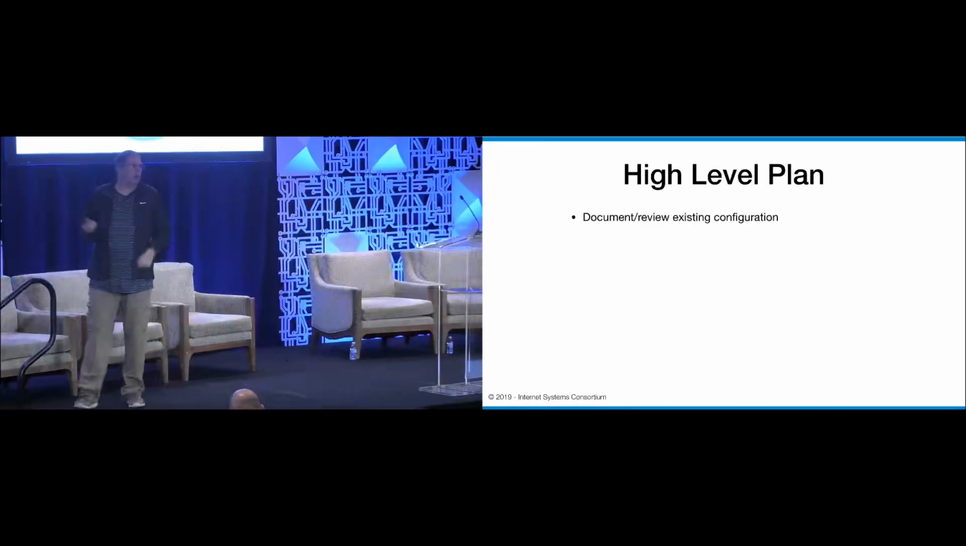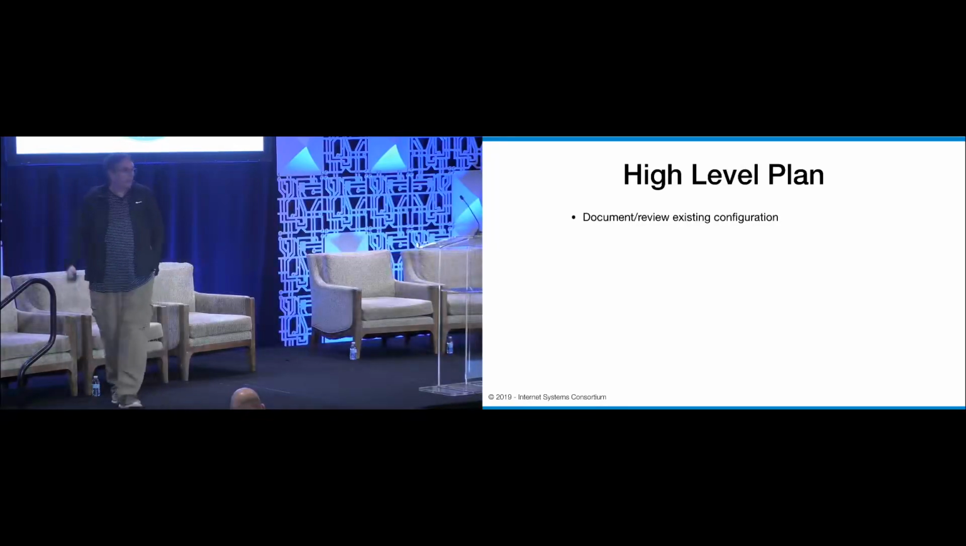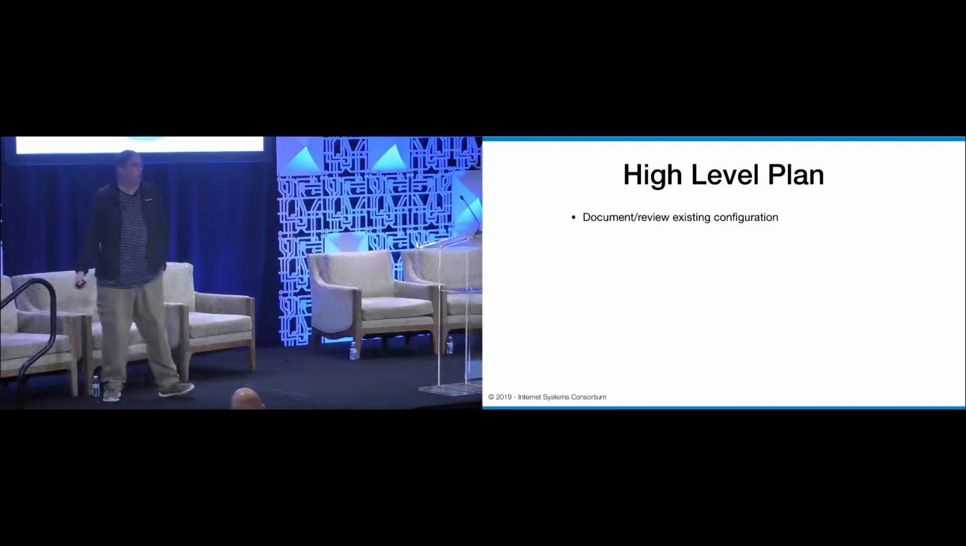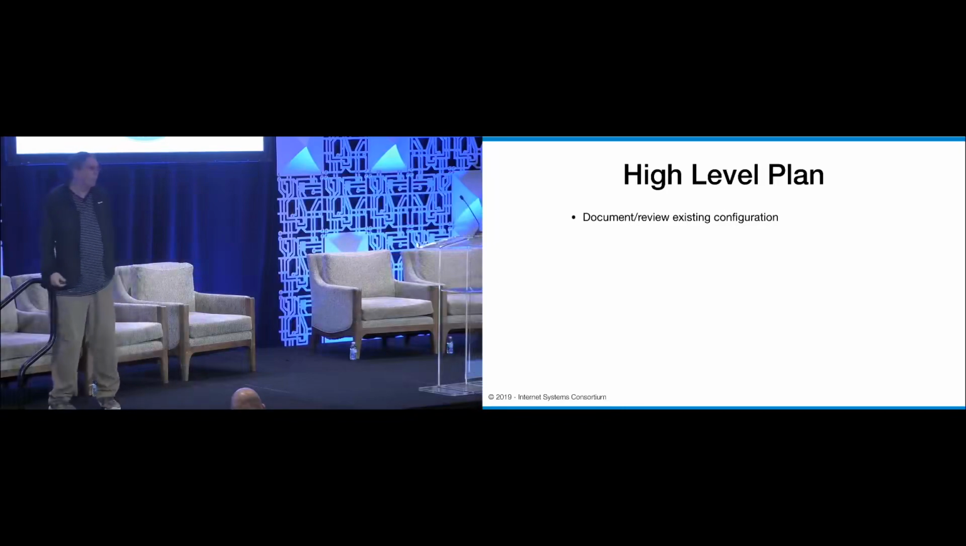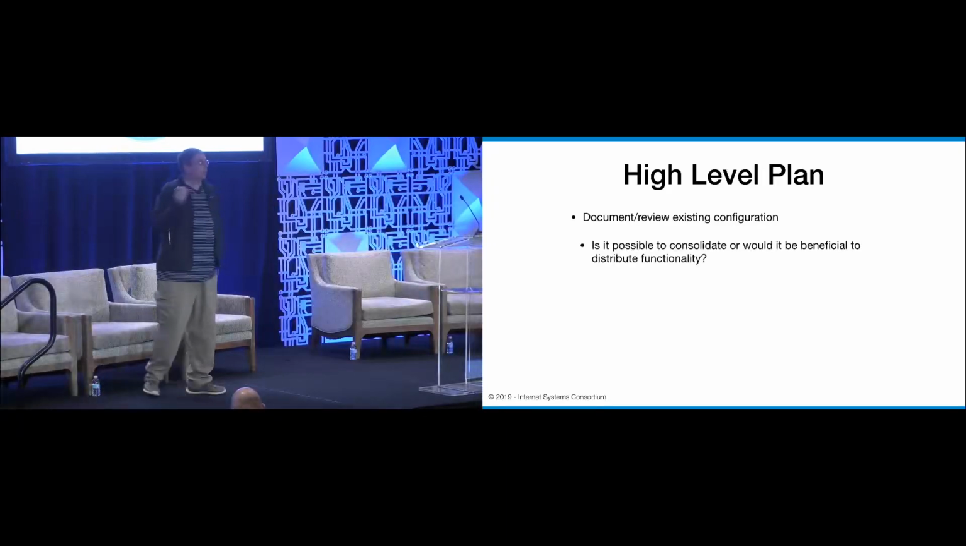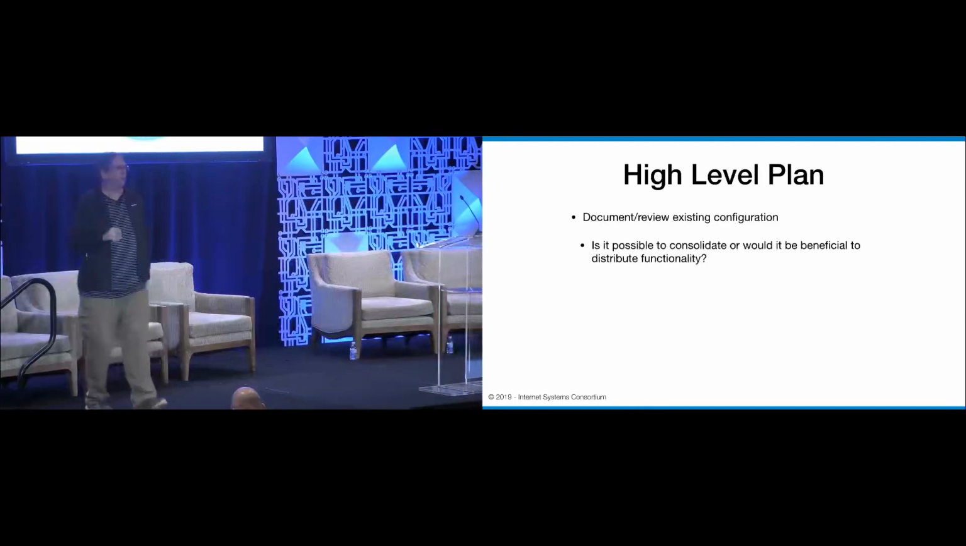So, how do you go about doing a migration? Well, you document and review the existing configuration. Hopefully, it's already documented. Hopefully, it's easy to figure out what the existing configuration does. But I'm going to guess that it probably isn't really that easy. Something to think about here is, is it possible to consolidate, or would it be beneficial to distribute the functionality?